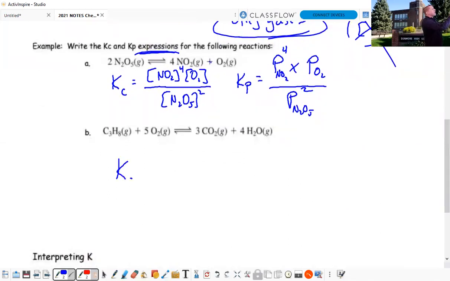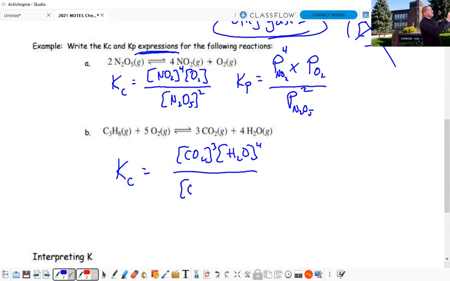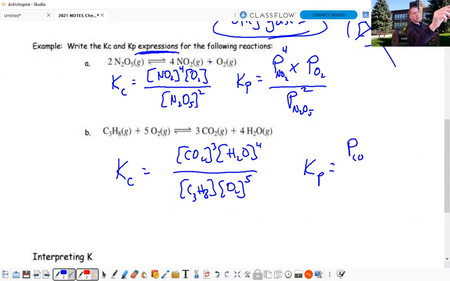All right, so once again, we're writing an equilibrium expression. That's what this is called. So this would be O2 to the 5th, C3H8. I just did it upside down, sorry. CO2 to the 3rd, H2O to the 4th. So the products on top and the reactants on the bottom, and the coefficients become exponents. When you do the KP, you only do gases, they're all gases, and no brackets.